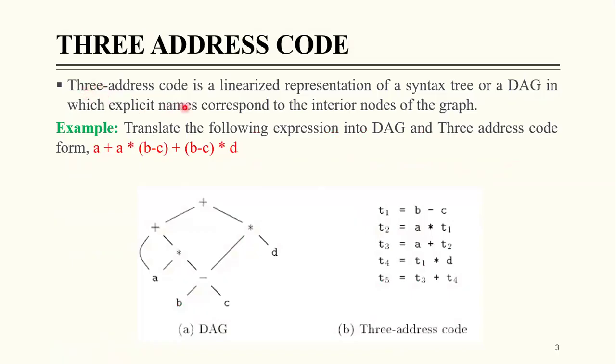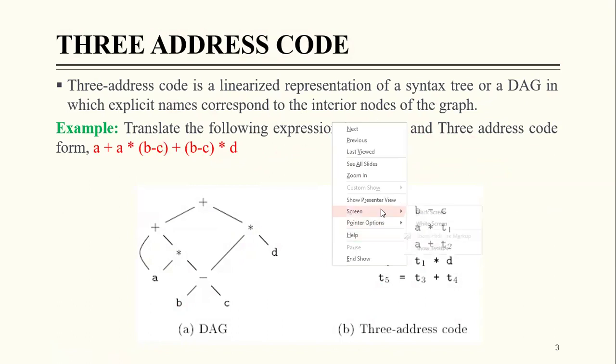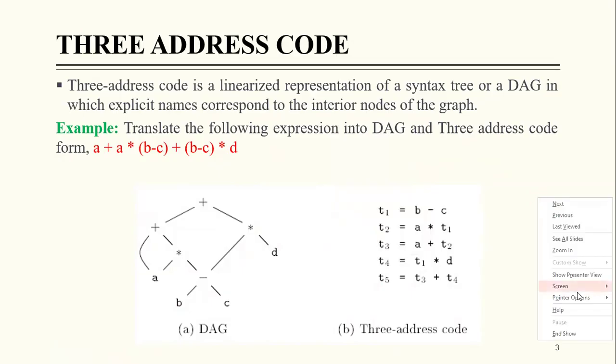Let's see one example. The three address code is a linearized representation of a syntax tree or a DAG, in which explicit names correspond to the interior nodes of the graph. So the example is given. Here we have to translate the expression into DAG and three address code form. So let's see how we translate it.